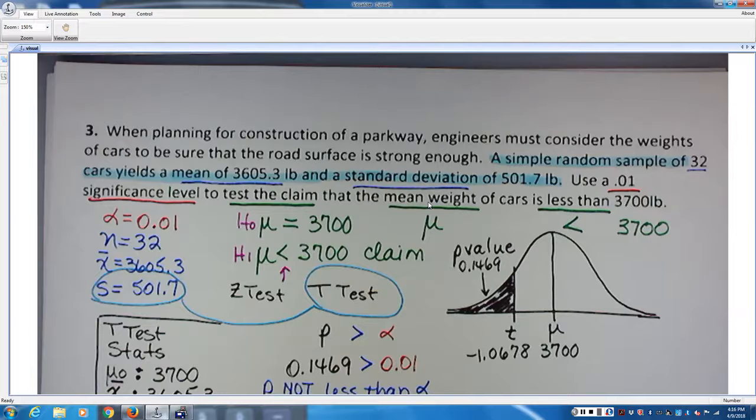Do the cars that are going to be traveling on the road surface weigh less than 3,700 pounds? The answer is no. So what should they do? They better plan on shoring up the strength of that road surface, because the cars that are traveling on it are going to be weighing more than what their current road surface is enough for.